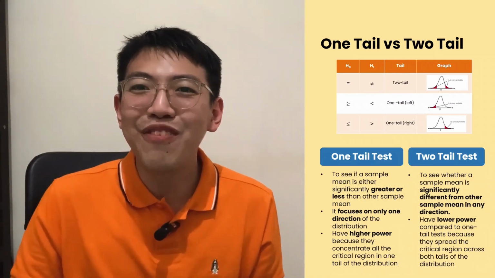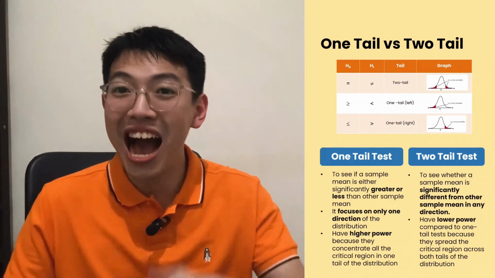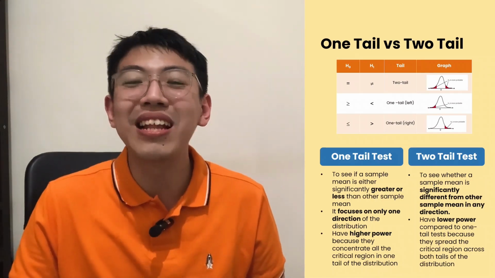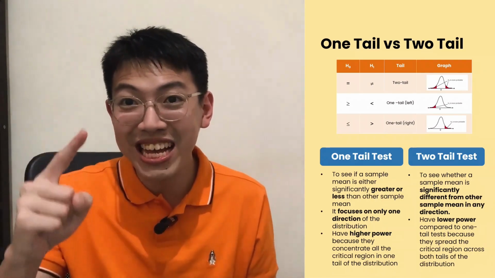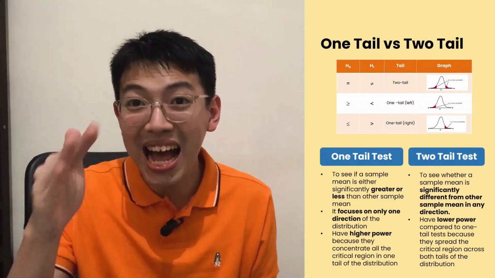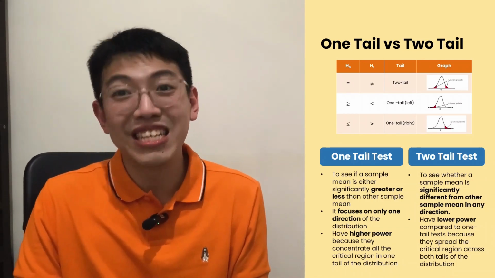Heads up, if the conclusion in the two-tail is different, it must be higher or lower. One more time, if the result in the two-tail is different, it must be higher or lower. But if the result in the one-tail is higher or lower, the result in the two-tail is not necessarily different.